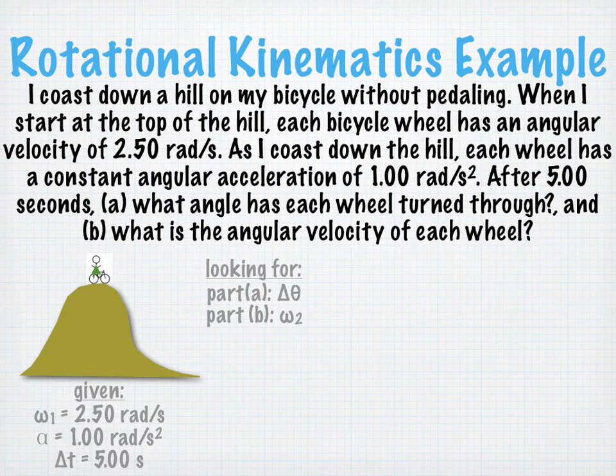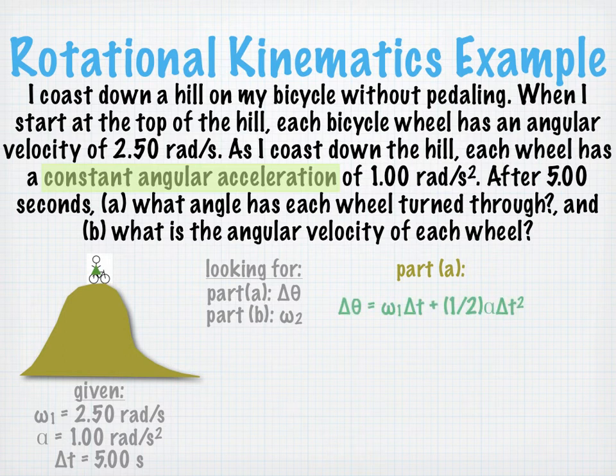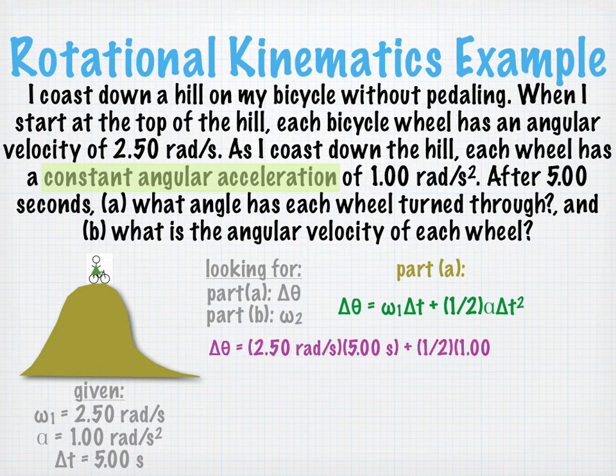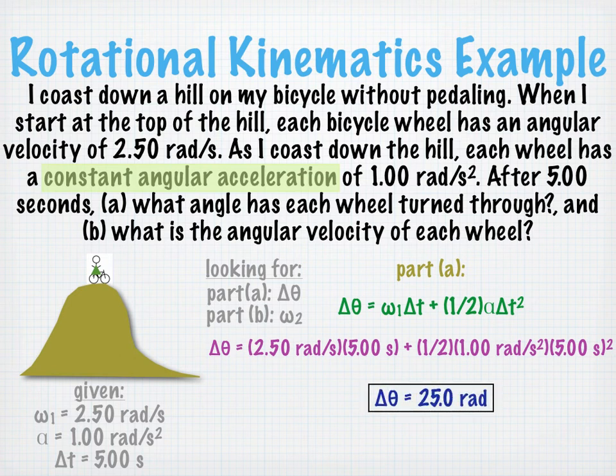So let's start with part A. First, we need an equation. We're told that angular acceleration is constant, so we know that we can use the rotational kinematics equations. So we find this one, which contains all of our given variables and the variable we're looking for. So we just have to plug in our values for omega 1, alpha, and delta t. Then we can use our calculator to solve, getting an answer of 25 radians.